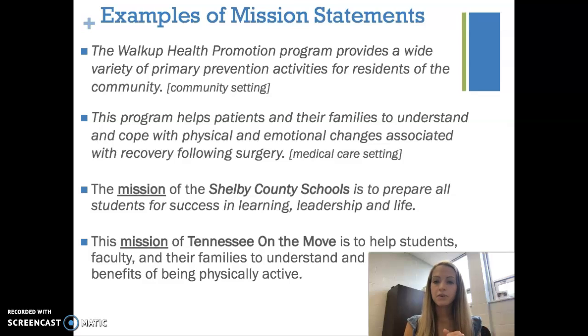The mission of Shelby County Schools is to prepare all students for success in learning, leadership, and life. Very broad there again. The mission of Tennessee on the Move is to help students, faculty, and their families to understand and experience the benefits of being physically active. Again, very broad statement here. It's telling us that this program is going to target students, faculty, and families, and they're going to help them become more physically active. But it doesn't tell you what they're going to do, right? It doesn't have those specific goals or objectives listed. So again, that's that mission statement. It's that overarching idea of what the program will accomplish.